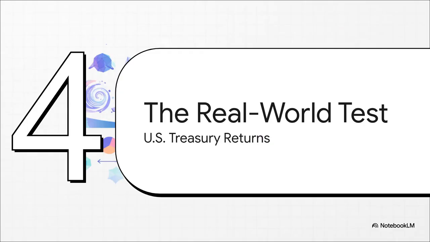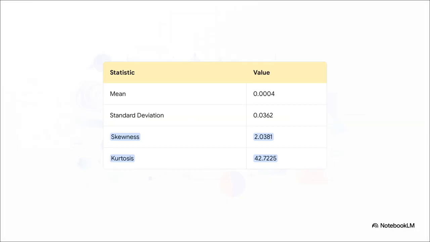All right, that's enough theory. Let's put these tools to the test. We're going to look at the daily returns of U.S. 10-year Treasury bonds over a 5-year period. So the big question is, does this data look like a nice, clean bell curve? Let's find out.